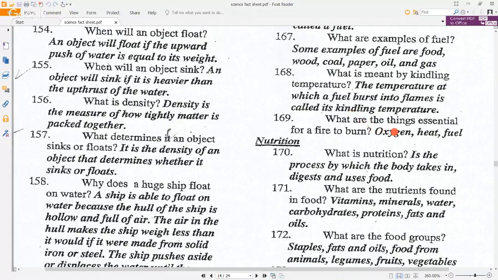What are the things essential for fire to burn? Oxygen, heat, and fuel. And these are the three components of the fire triangle. When we remove oxygen, we call that smothering. When we remove heat, that's cooling. And when we remove fuel, that is starvation. All right. And from time to time, we'll hear this whenever we're preparing for a fire drill and so on. We'll go through these things.